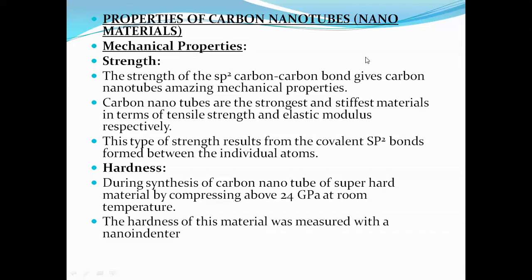Yesterday we saw that we use three methods to prepare carbon nanotubes. Number one is the arc discharge method. Number two is the laser ablation method. Number three is the CVD method.